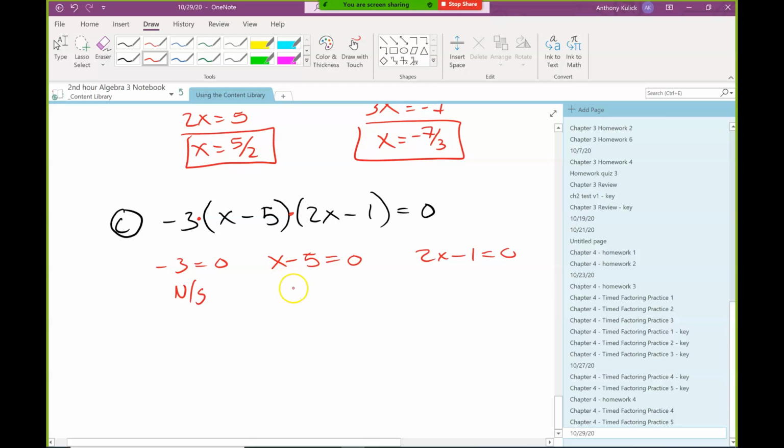So then go to the next problem. I can add 5 to both sides. And then that's done. So go to the next one. I can add 1 to both sides. And then divide by 2. So my answers are 5 and 1/2. Everybody okay there?